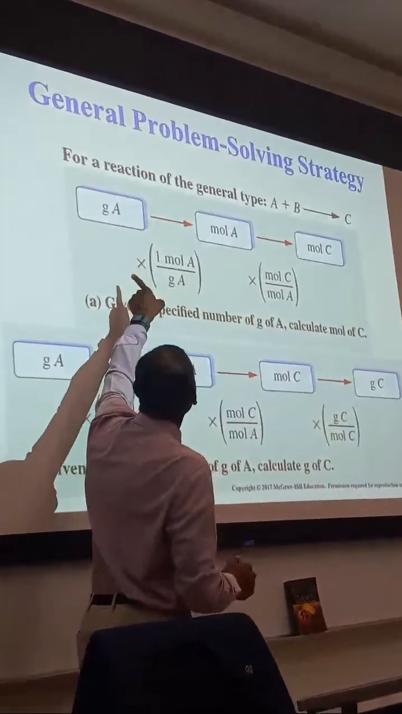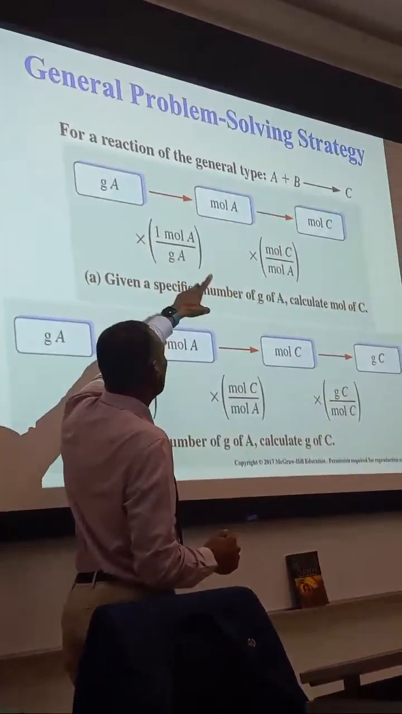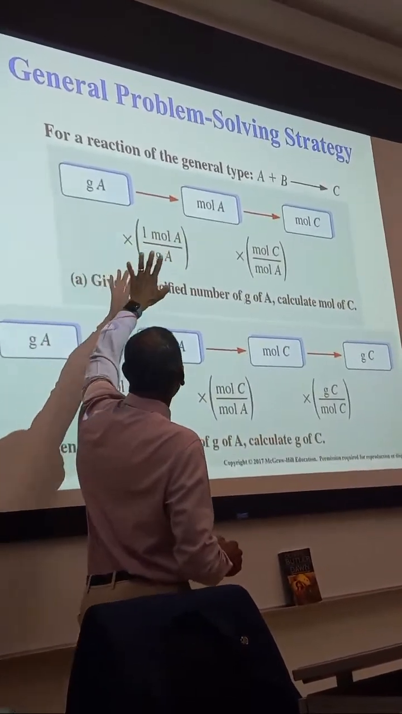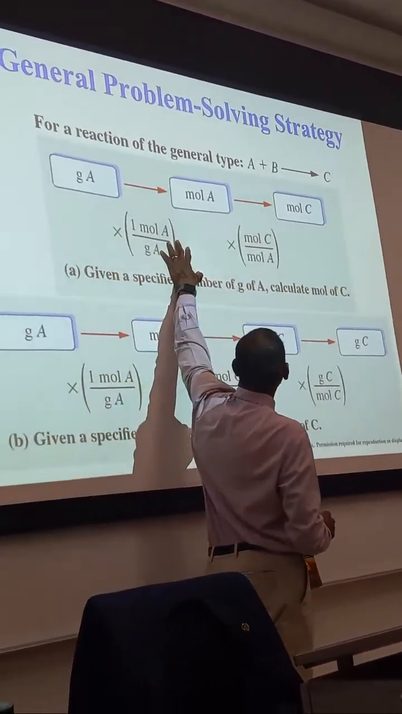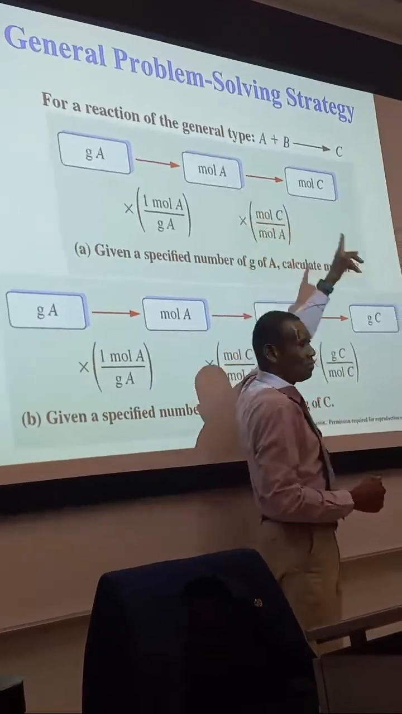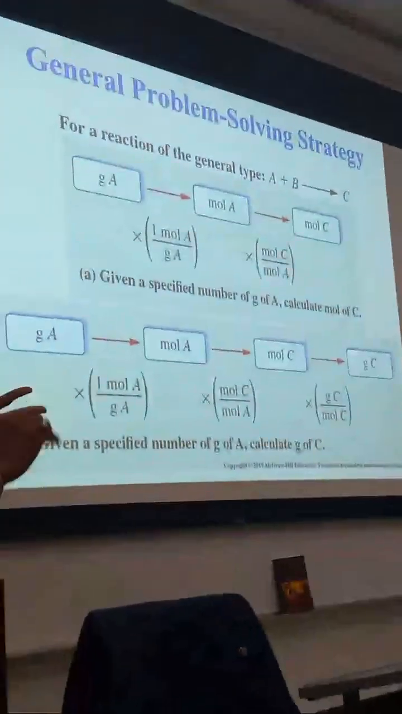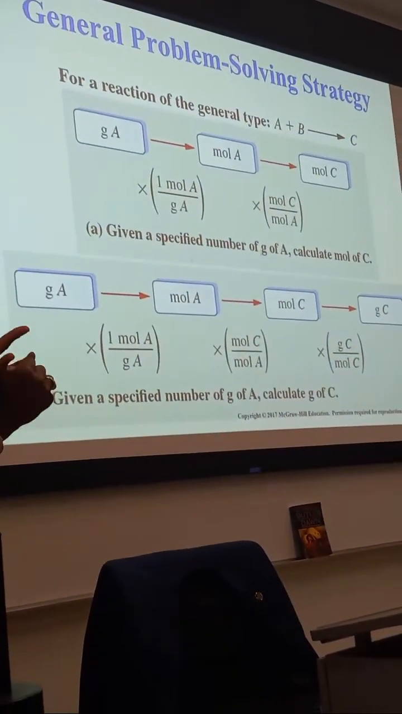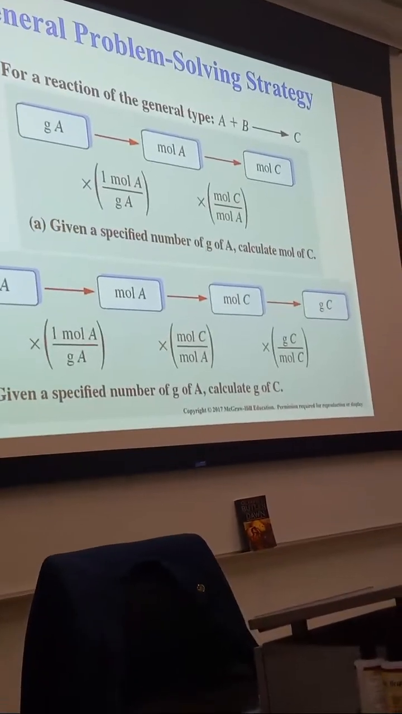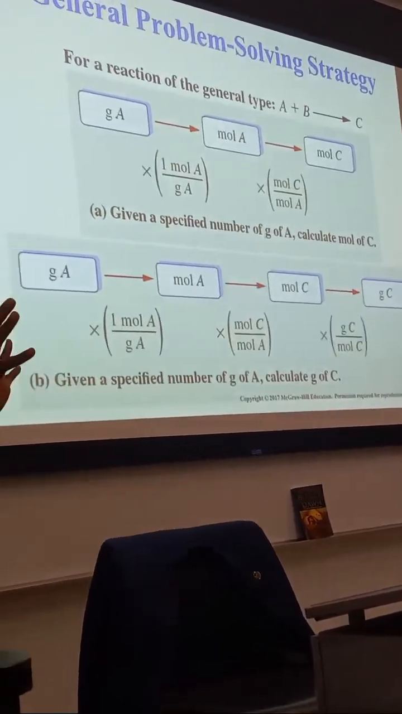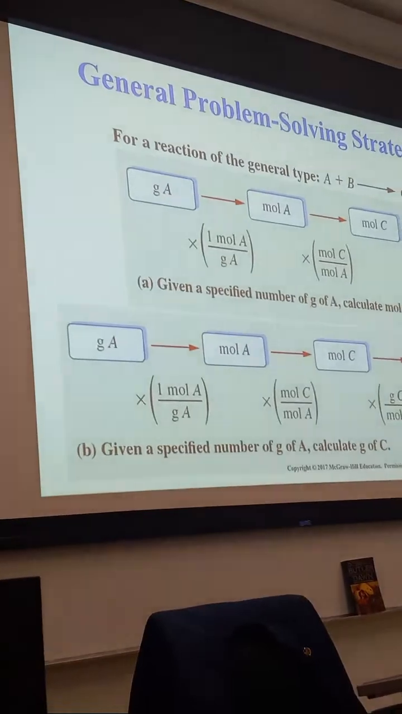That's a gram-to-mole problem. So they gave me grams, I changed grams to moles, and then I use the stoichiometric relationship to get moles of the product. Right? So you can get moles to grams, moles to moles, grams to grams, and grams to moles. They can throw it anywhere at you.